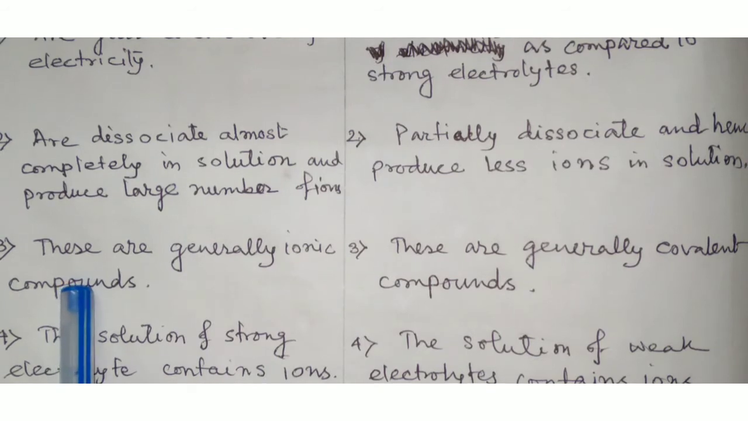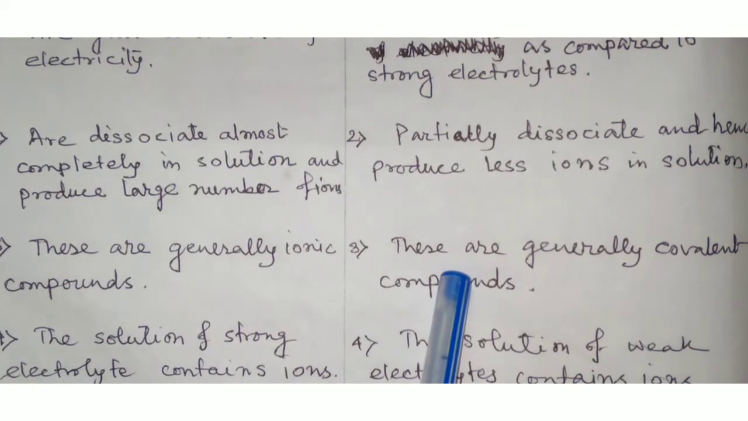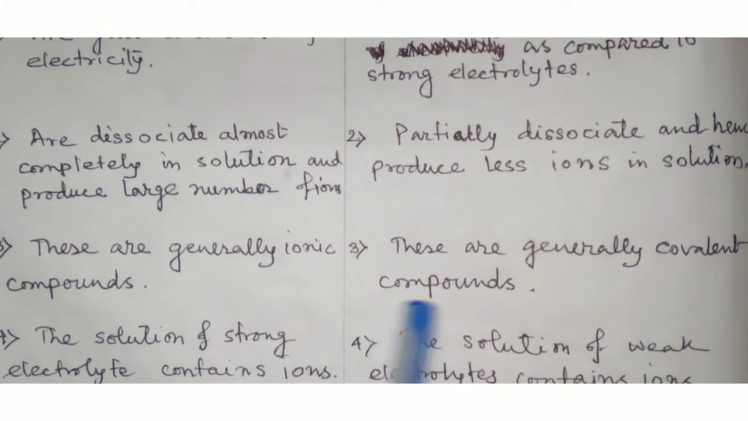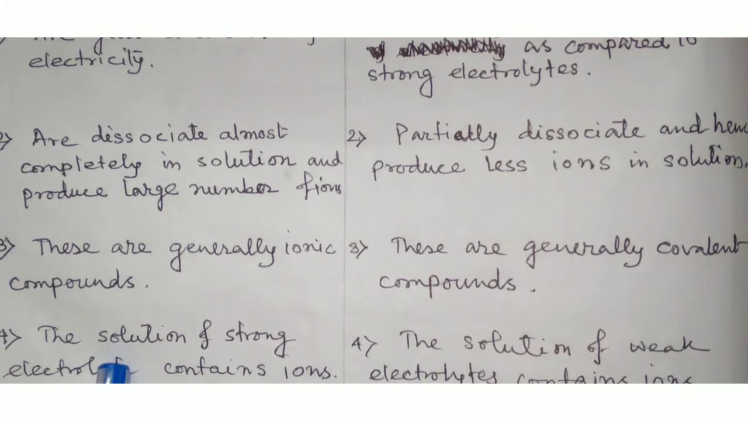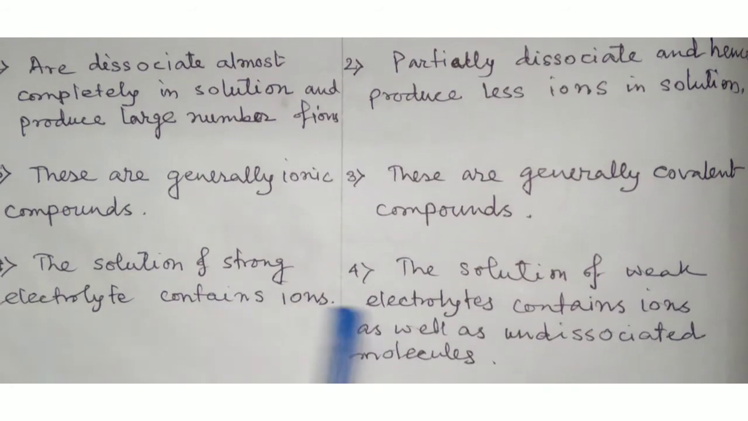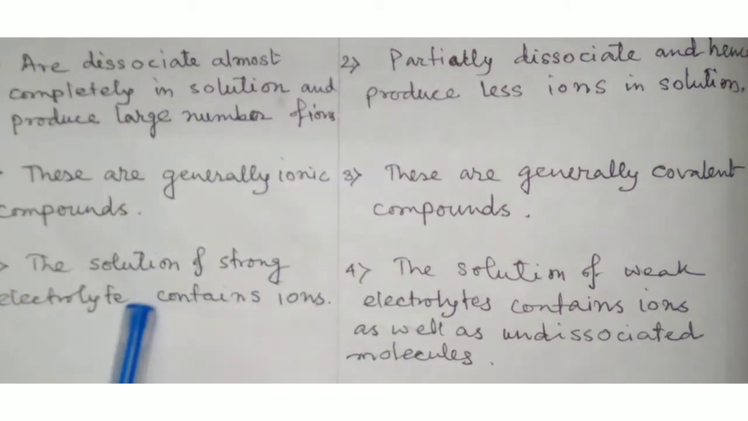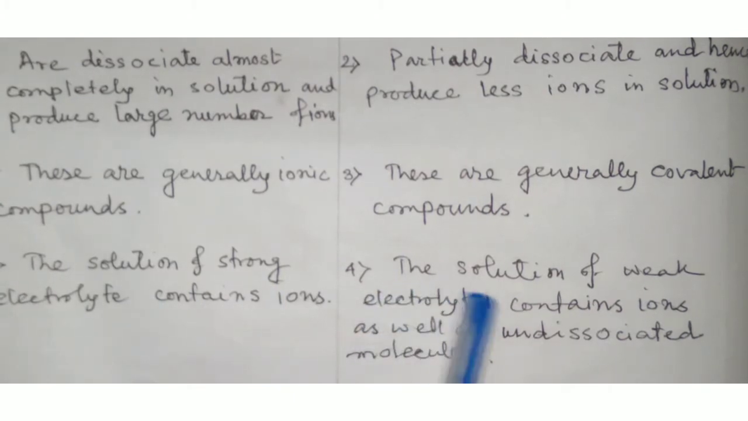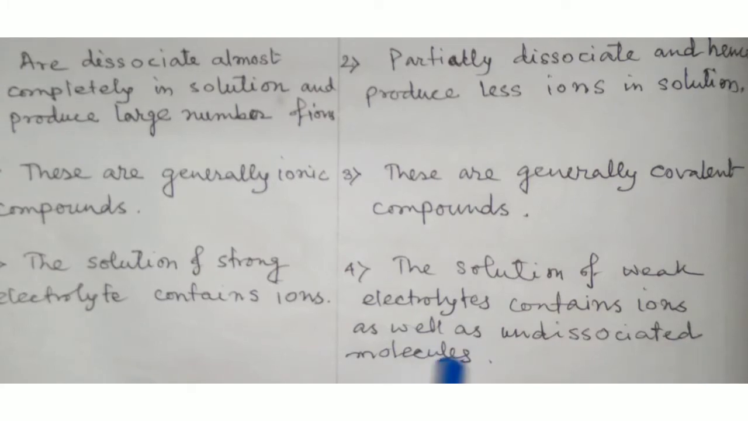Number 3, strong electrolytes are generally ionic compounds, whereas weak electrolytes are generally covalent compounds. And number 4, the solution of a strong electrolyte contains ions, whereas the solution of a weak electrolyte contains ions as well as undissociated molecules.